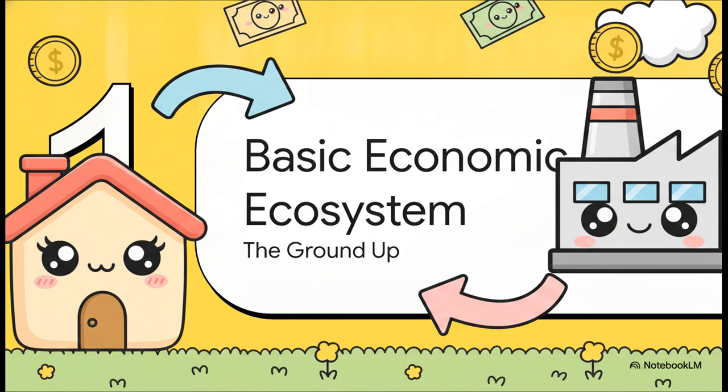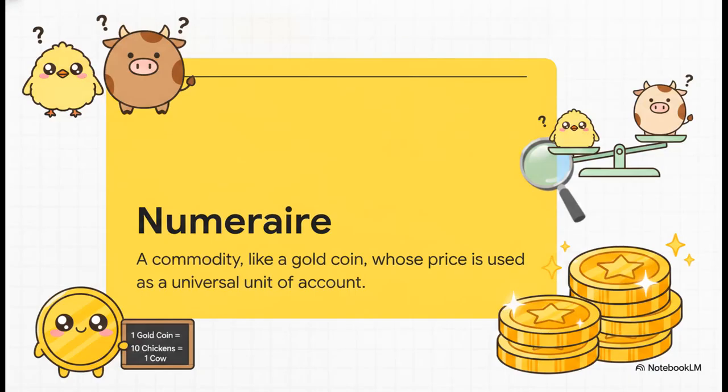The basic economic ecosystem. To really wrap our heads around the complex plumbing of modern finance, we need to completely strip away all the noise and build our economy from the absolute ground up. Imagine a stripped-down world with just households and businesses. Now, before money existed, we had a really serious problem. If you wanted to trade, you had to figure out exactly how many chickens equaled one cow. It was incredibly clunky and inefficient.